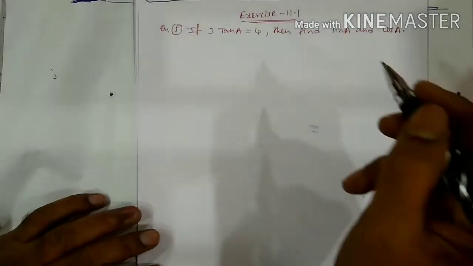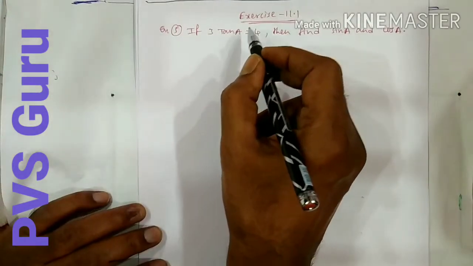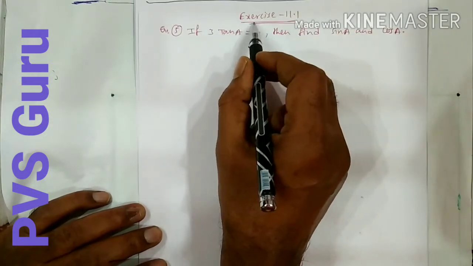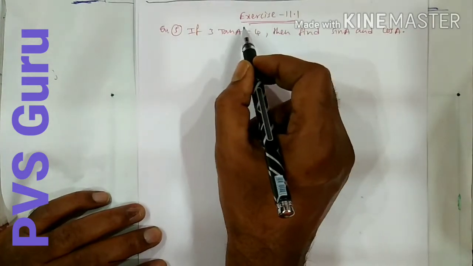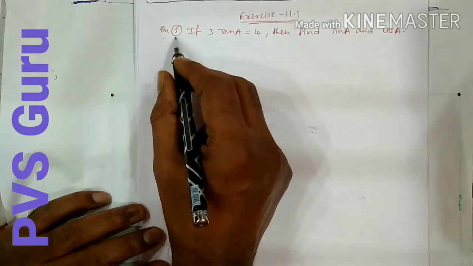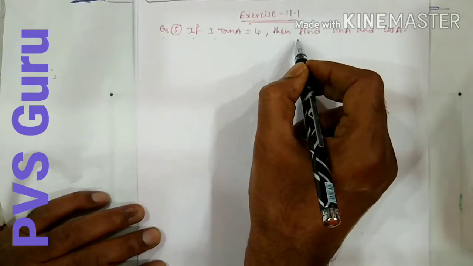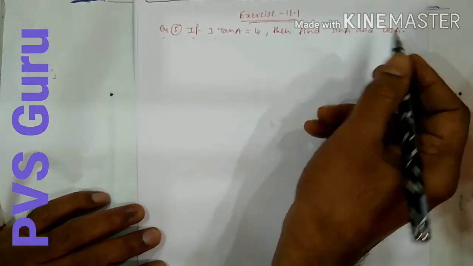Tenth class mathematics trigonometry. In the previous video, I have explained 1 to 4 questions in the 11.1 exercise. Now I am going to explain question number 5. Given if 3 tan A is equal to 4, then find sin A and cos A.